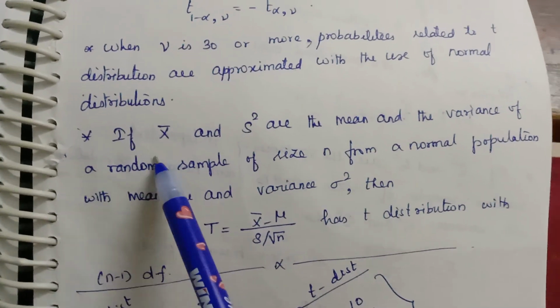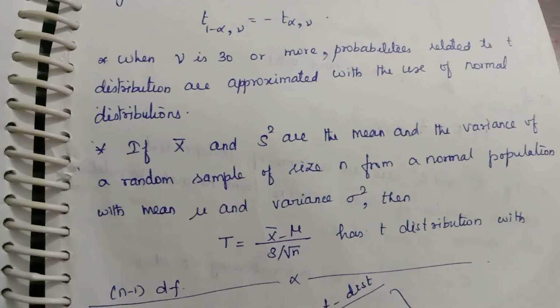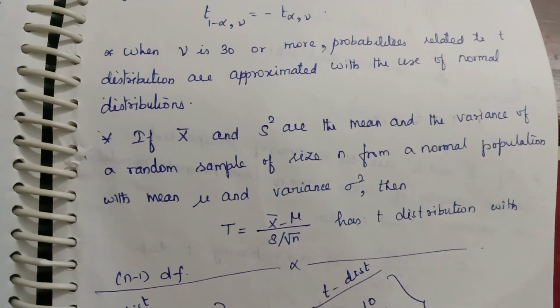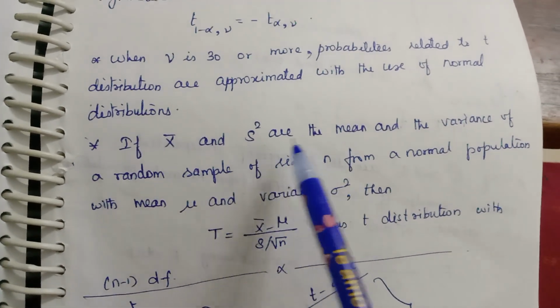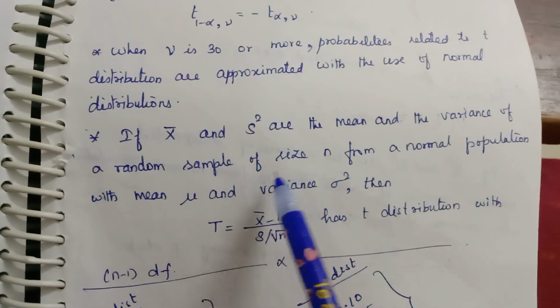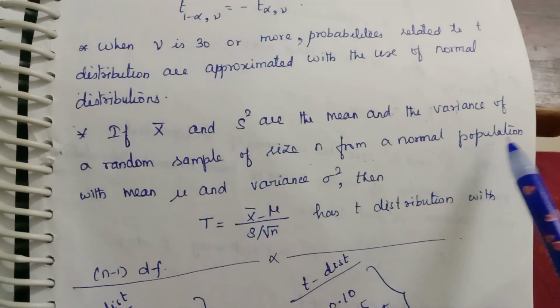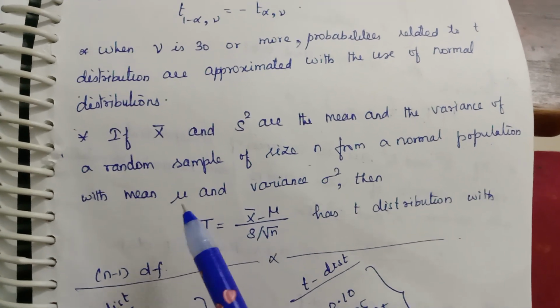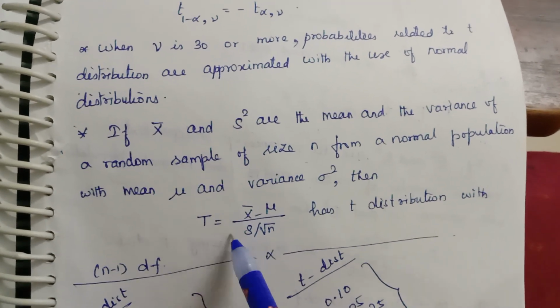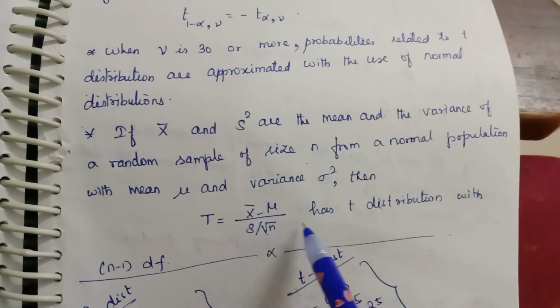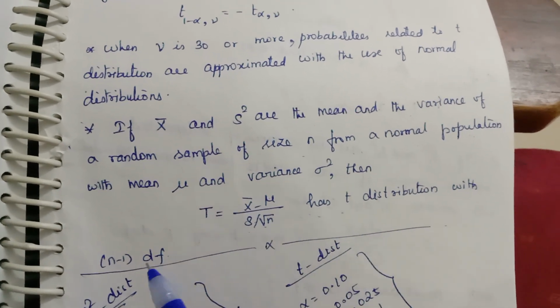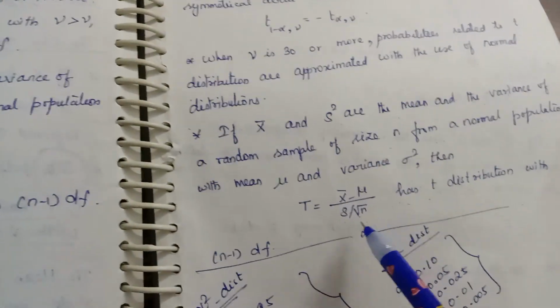Okay, now we are going to associate the t distribution with our sampling distribution. See, x bar and s square are the mean and variance of a random sample of size n from a normal population, with mean mu and variance sigma square. Then t equal to x bar minus mu by s by root n follows t distribution with n minus 1 degrees of freedom. Let me compare the previous result and this result.